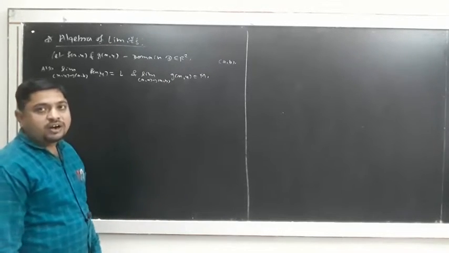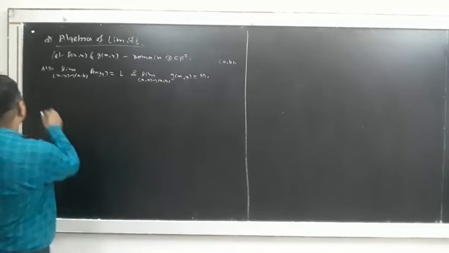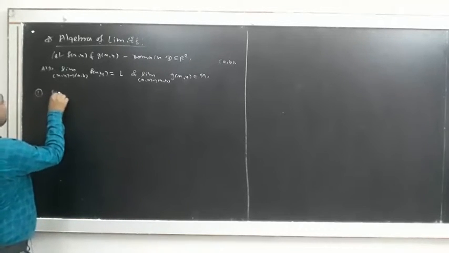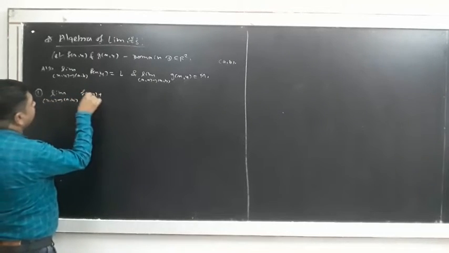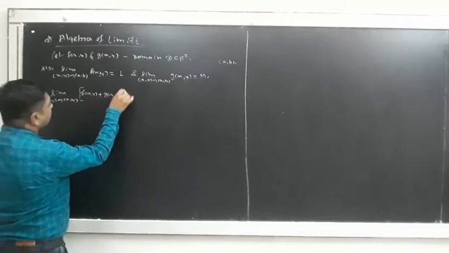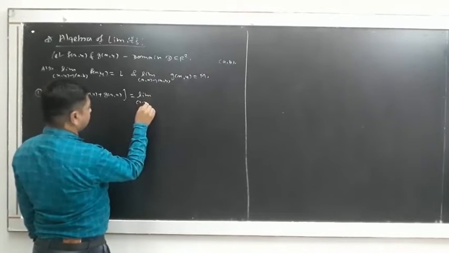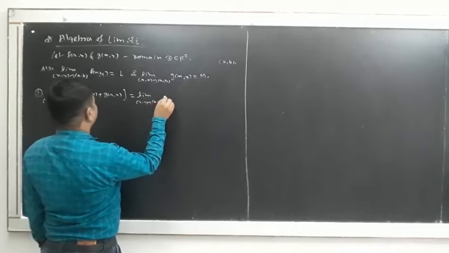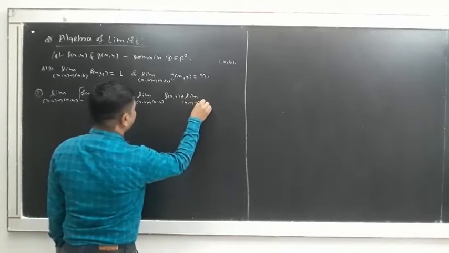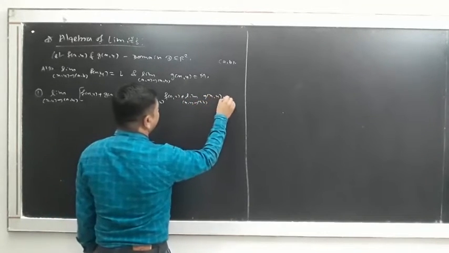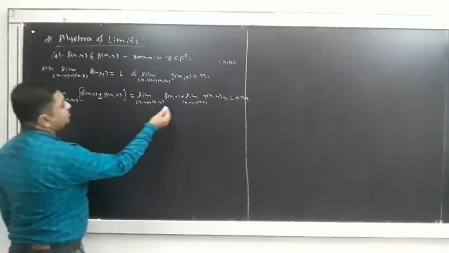Then what we saw in the last year, the limit of the addition of functions is the addition of their limits. Similarly, limit xy tends to AB, f of xy plus g of xy is equal to limit xy tends to AB, f of xy plus limit xy tends to AB, g of xy, which is L plus M. A similar rule we can write for subtraction.